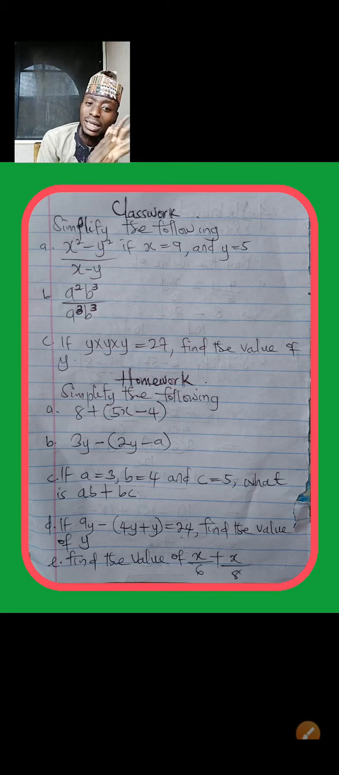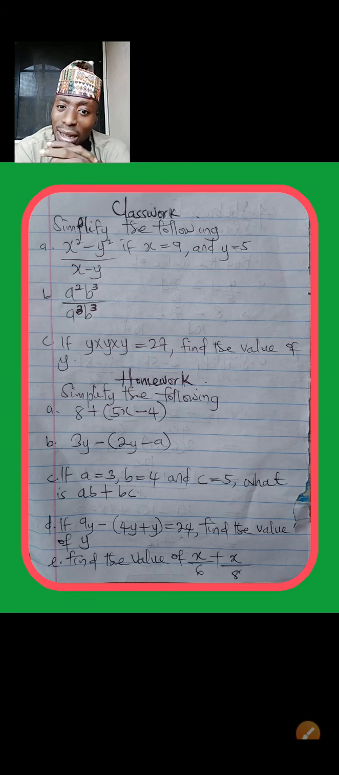That's an illustration on how to get your answer. Now homework: simplify the following. You just read through and do what you are asked to do there.